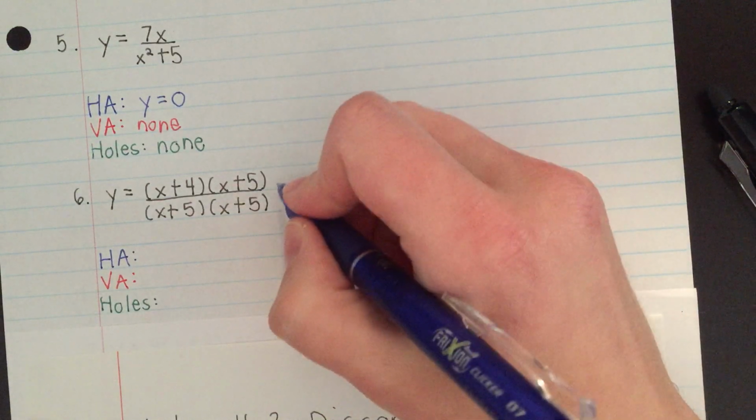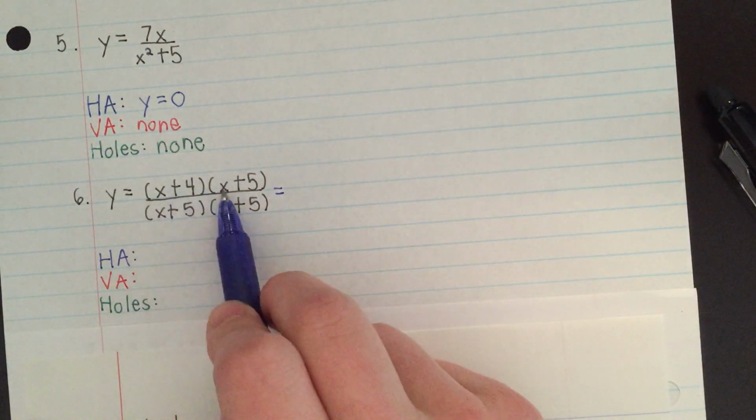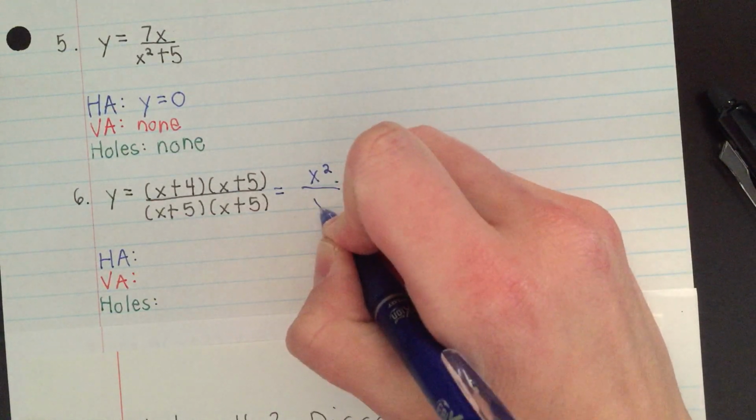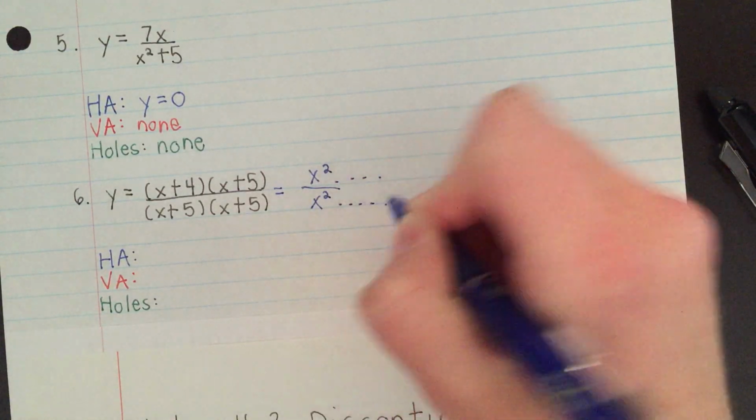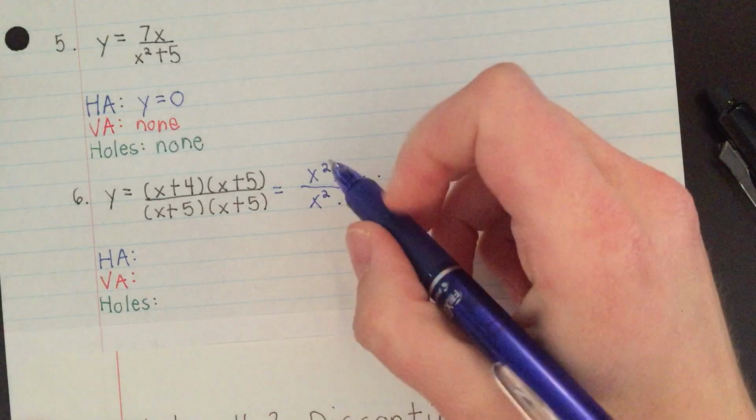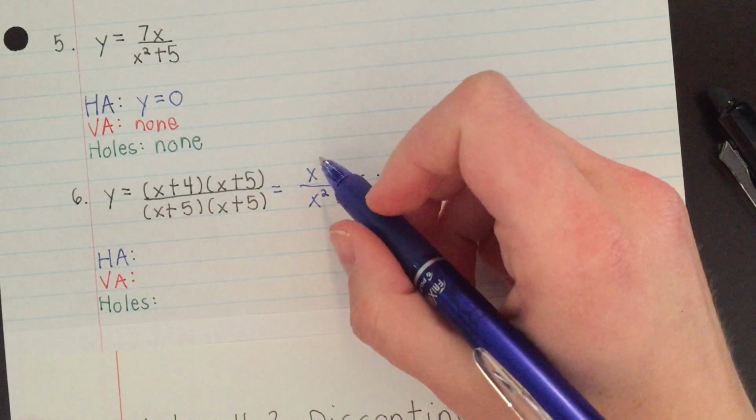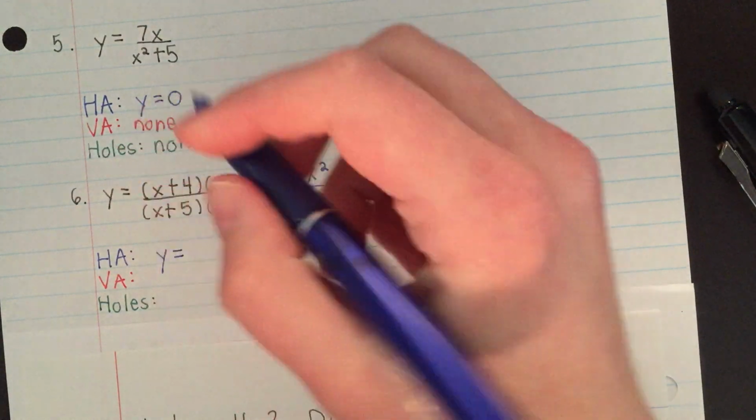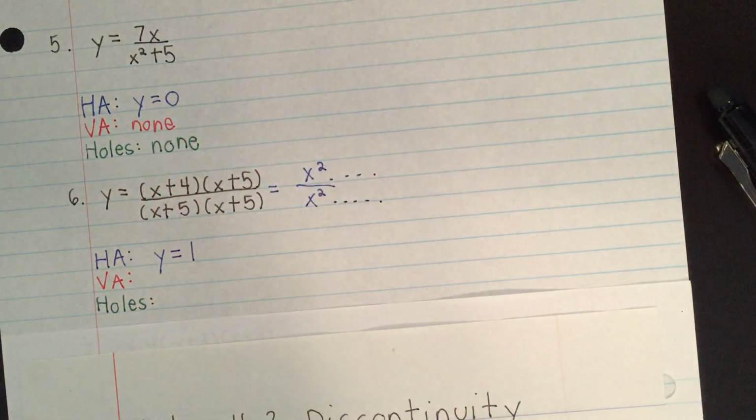Moving on to number 6, it is prefactored. So you need to kind of think about if you were to multiply it back together, you'd get x squared on top, dot, dot, dot, dot, dot, and you'd get x squared on bottom, dot, dot, dot, dot, dot. Your degrees are the same, so therefore lead coefficients, your horizontal asymptote is y equals 1.